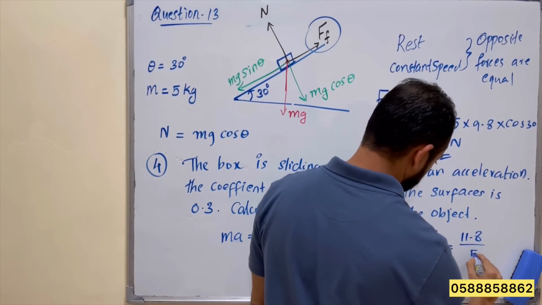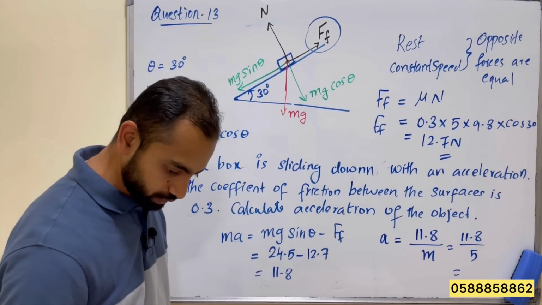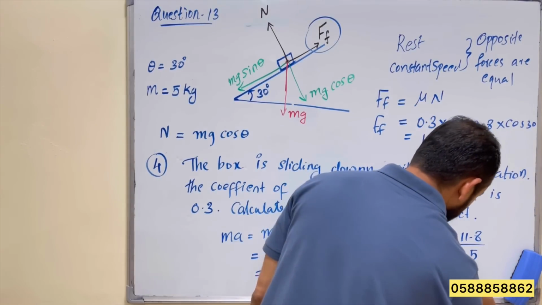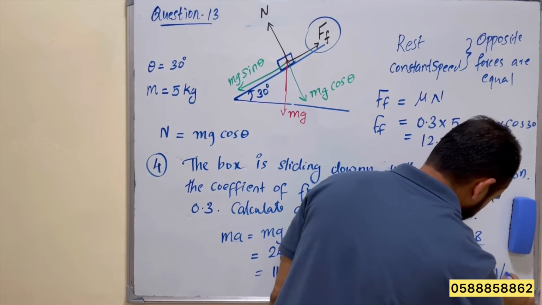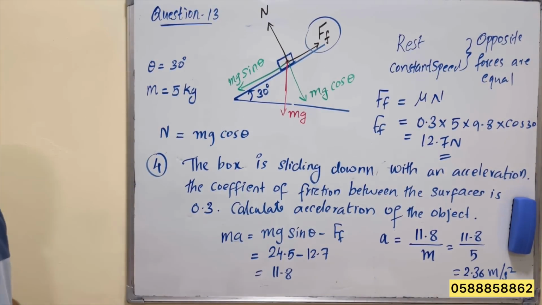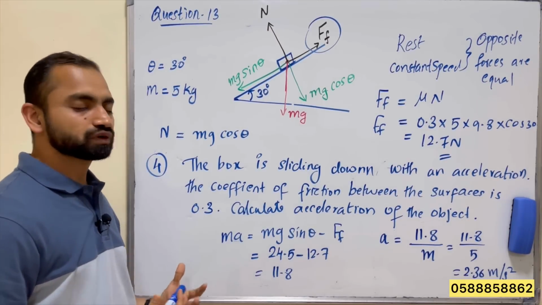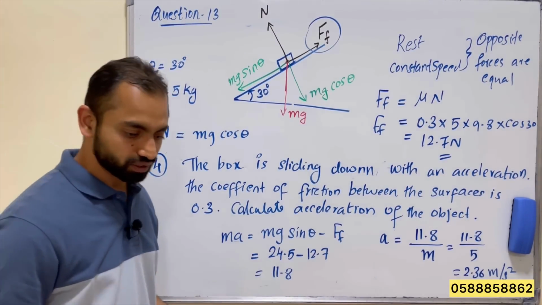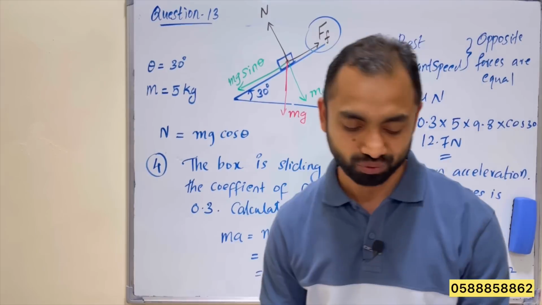11.8, mass is 5 kilogram, right? So 11.8 divided by 5 equals 2.36 meter per second squared will be the value of the acceleration. So these are different types of questions you can expect from inclined surface. I hope you understand this. So we will move on to the next question.